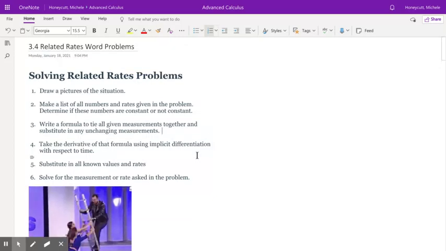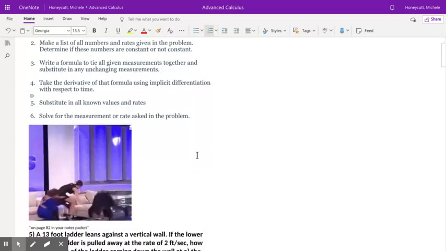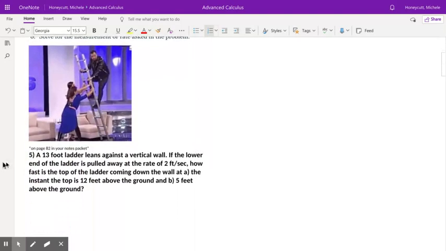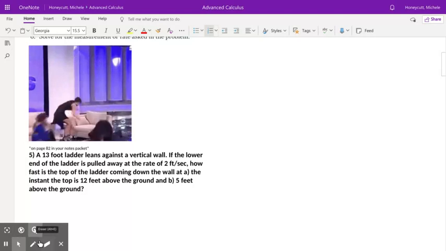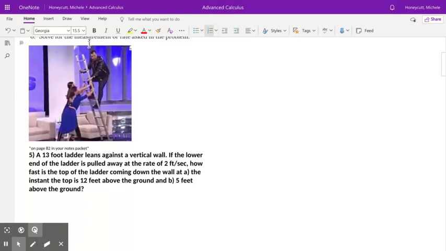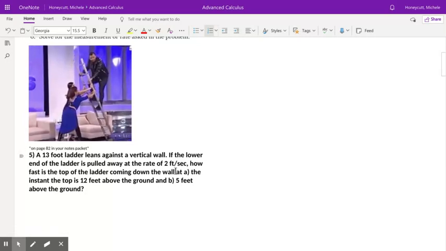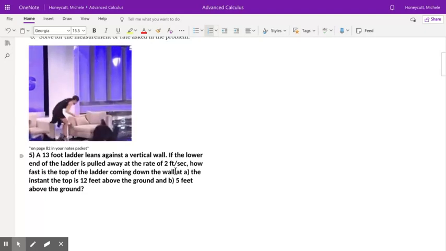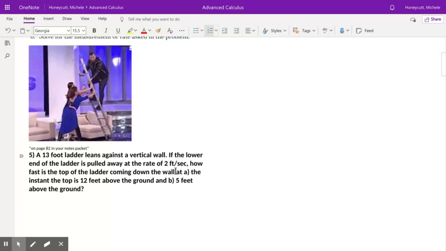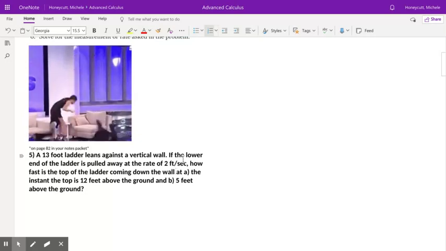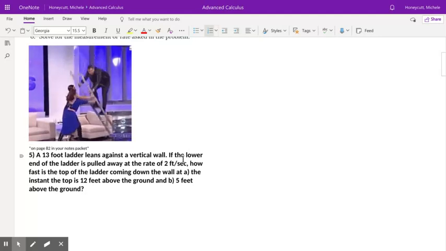Now, if you are following along in your notes packet, we can pick up on page 82 because that's where we're going to have some word problems. Our first word problem is about a ladder. I've got a GIF here of a ladder sliding down the wall, and this is a really famous calculus problem because it sets up nicely for us to look at related rates of a right triangle, which uses the Pythagorean theorem. I have an animation here to give you a better idea of what's happening.